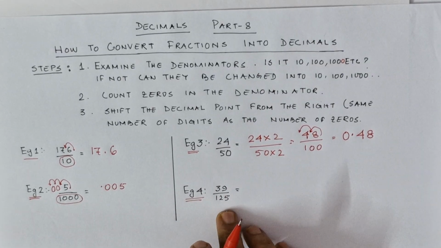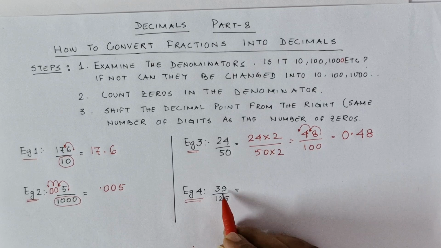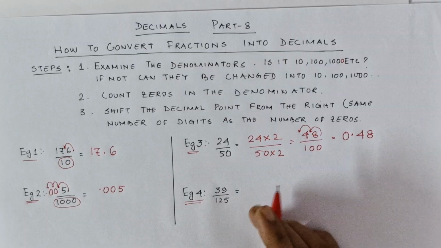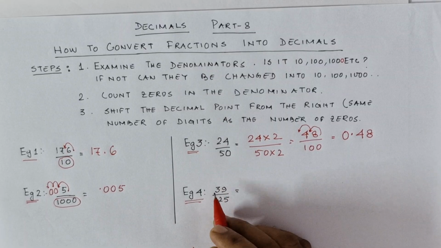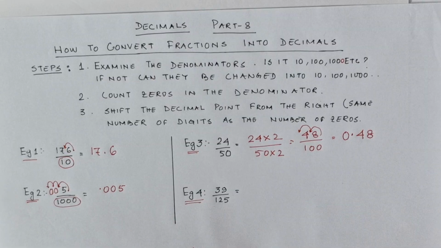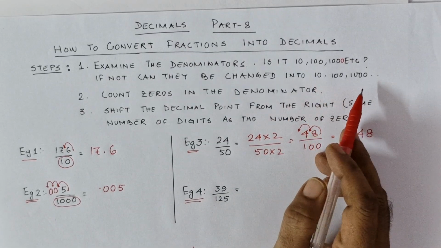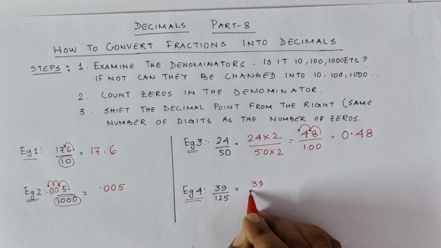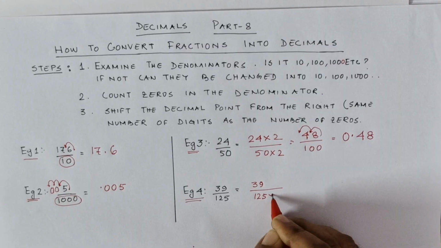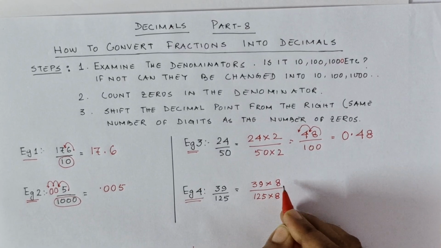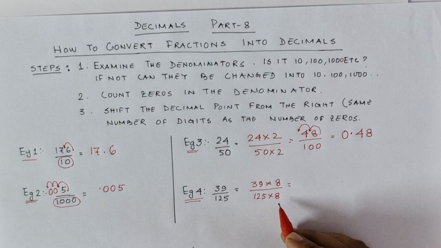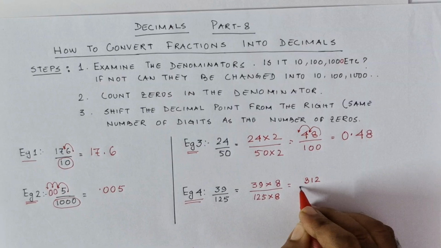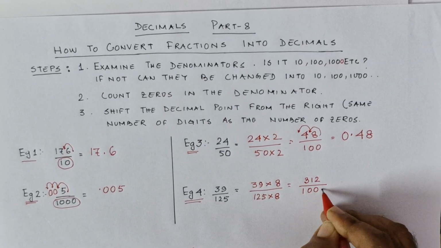Pause the video and try it yourself. See, in the numerator is 39. In the denominator is 125. Examine it. It is not 10, 100 or 1000. So I just cannot shift the decimal from the right to the left. I need to convert 125 if it can be changed into 10, 100 or 1000. So yes, it can be changed into 1000. So let us convert that into 1000. So 125 into 8. 39 has to be multiplied with 8 because we are multiplying the denominator with 8. So 39 into 8 is 312 divided by 125 into 8 is 1000.